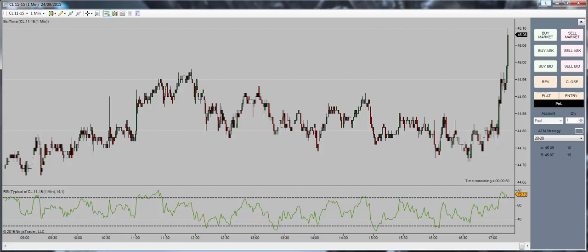Wow, that was a very sharp spike and target achieved. Fantastic result, and just a typical bread and butter trade here at Tradelikeanexpert.